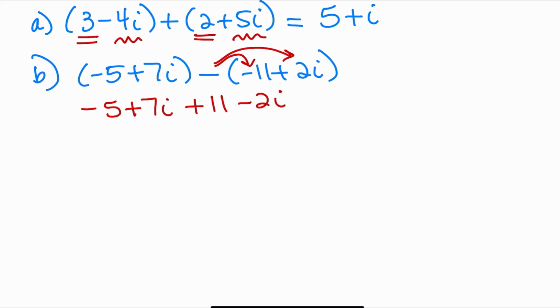So this means that now I can go ahead and combine like terms. I have negative 5 plus 11, which is positive 6. And then 7i minus 2i is going to give us positive 5i. And that's my final answer.